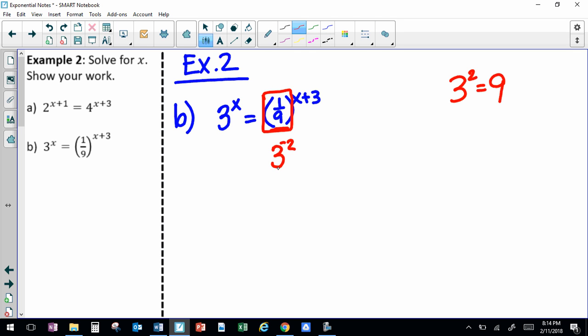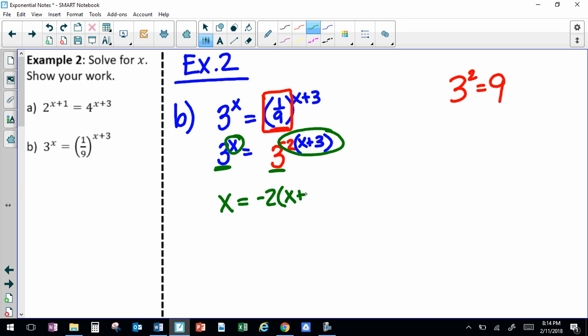Okay, so 3 should be my base, and so I know 3 squared is 9, but to make it a fraction, I have to make it negative 2. Okay, then everything else stays the same. So I have 3 to the x over there, and then remember this is in parentheses, was originally x plus 3 on the exponent. Now, once the bases are the same, we have a 3 and a 3, then I set this exponent equal to this exponent. So x equals negative 2, parentheses x plus 3.